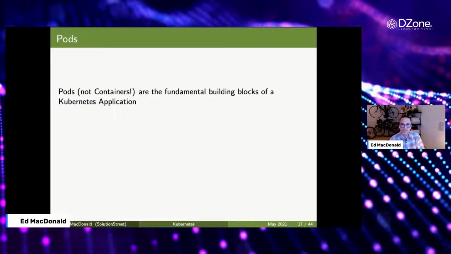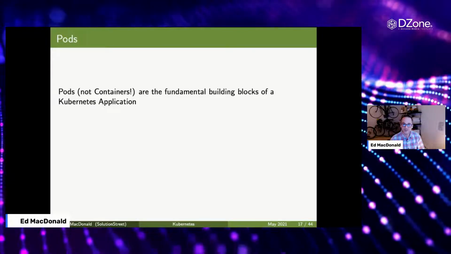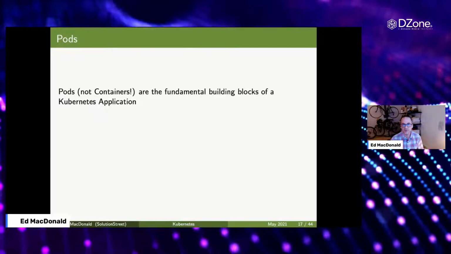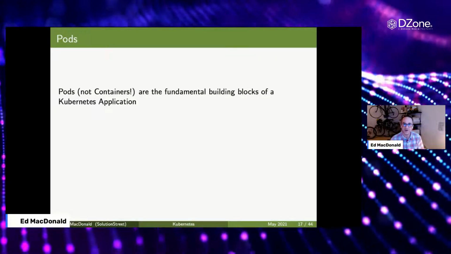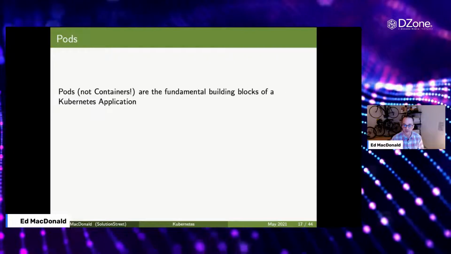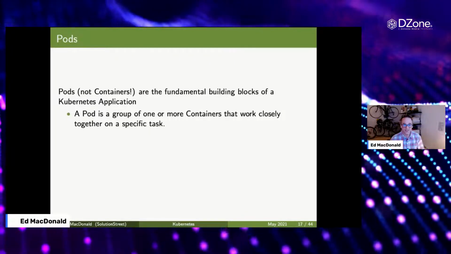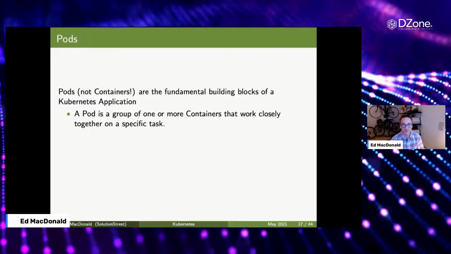So now the next Kubernetes object we're going to talk about are pods. Pods and not containers, and we'll get into the distinction in a second. A lot of beginners to Kubernetes confuse the two, but a pod is not a container. Pods are the fundamental building block of a Kubernetes application. A pod is a group of 1 or more containers that work closely together on a specific task.